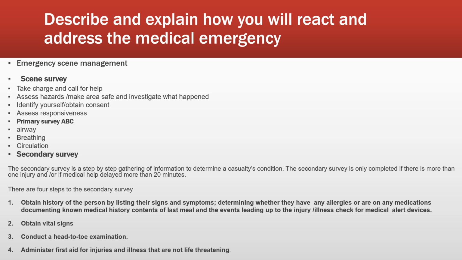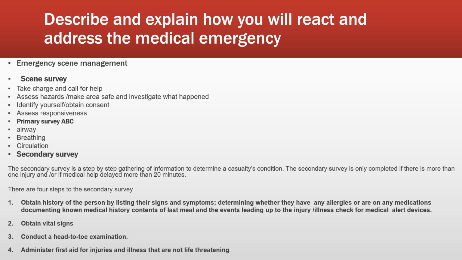We also have a primary survey, which is the ABC, which means airway, breathing, and circulation. But in the case of a heart attack, we will use the secondary survey. The secondary survey is the step-by-step gathering of information to determine a casualty's condition. The secondary survey is only completed if there is more than one injury or if medical help is delayed more than 20 minutes.